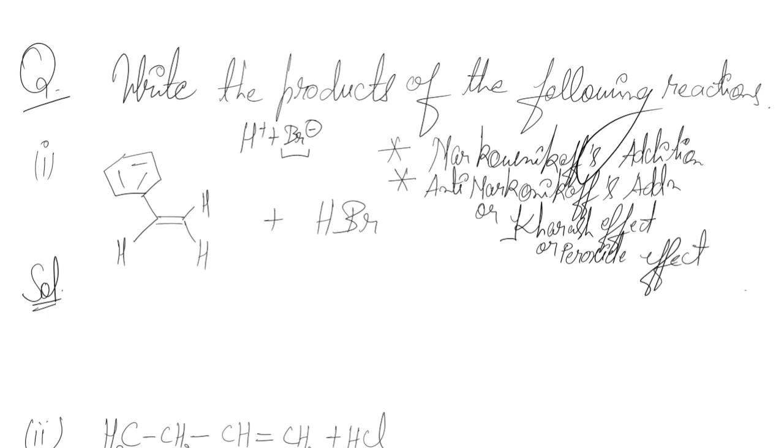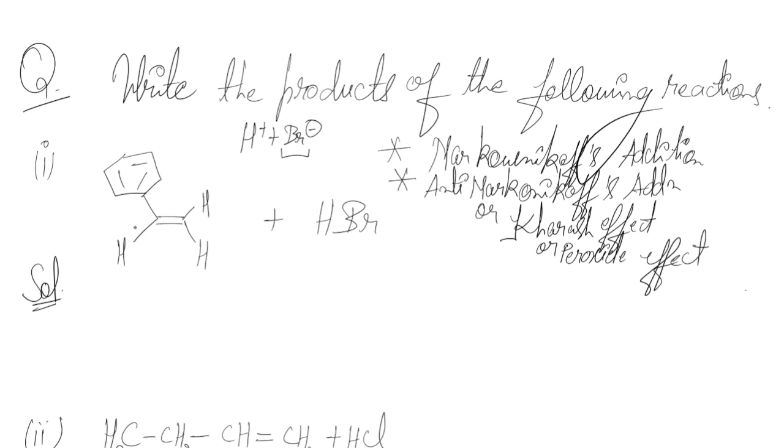Whereas the anti-Markownikoff addition, or the Kharash effect, is just the opposite. In the presence of peroxide, the negative part of the addendum will go to that carbon which has the maximum number of hydrogens. These are the two concepts, Markownikoff addition and the Kharash effect, but the Kharash effect is always in the presence of peroxide. Let's see the first question.